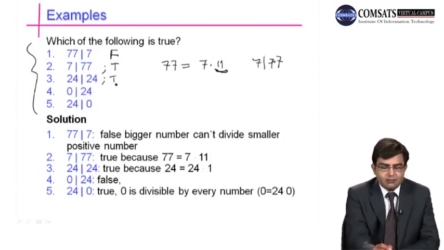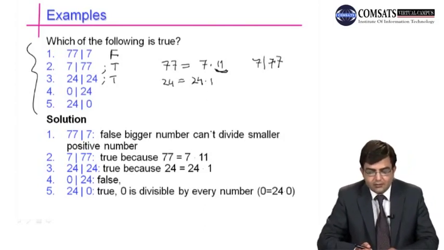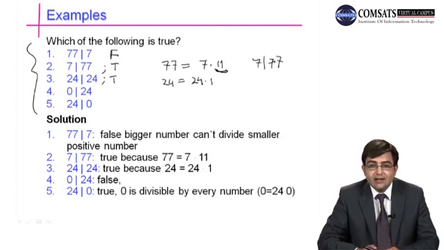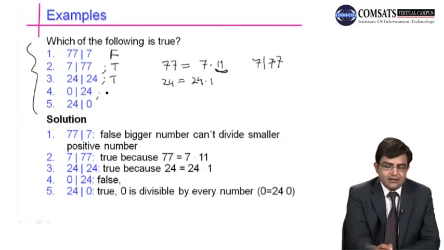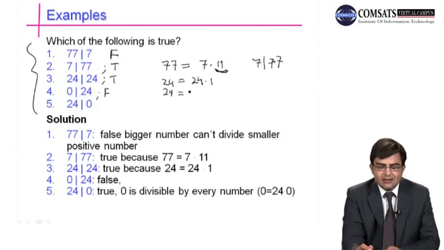24 divides 24. This is true, because there exists some integer such that we can write 24 is equal to 24 into 1. So 1 is basically that integer. 0 divides 24. This is false, because 24 cannot basically be written as 0 into some integer K.